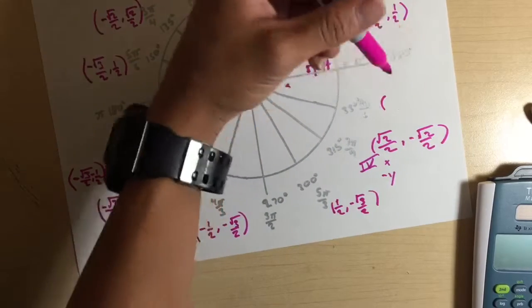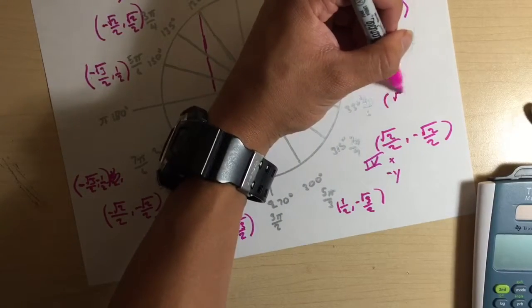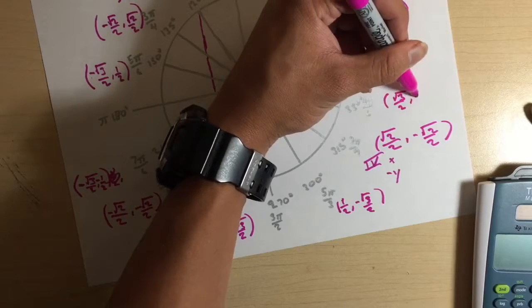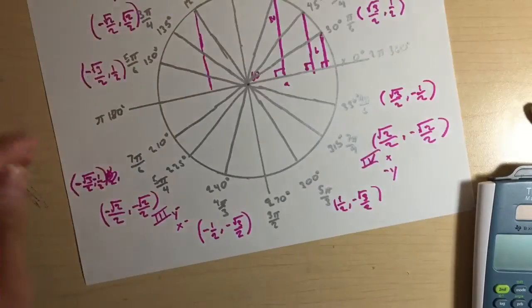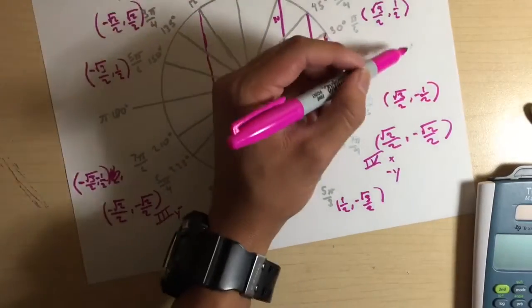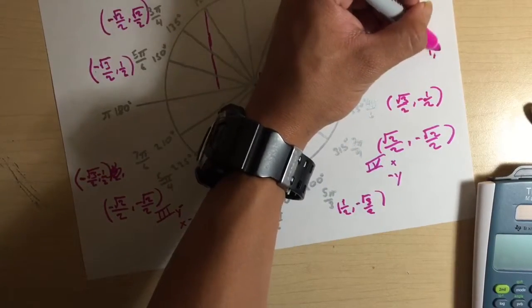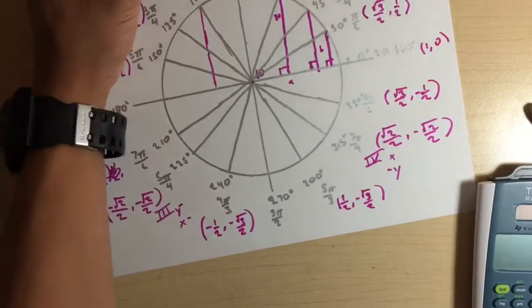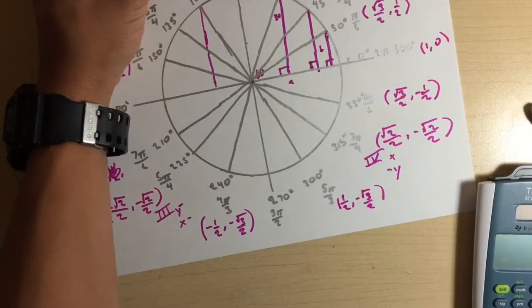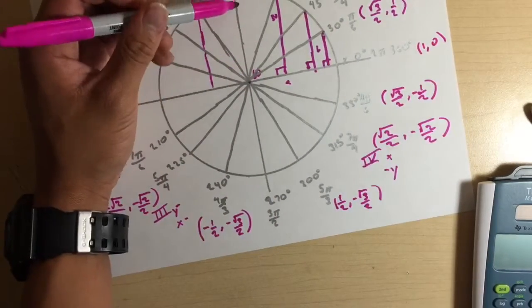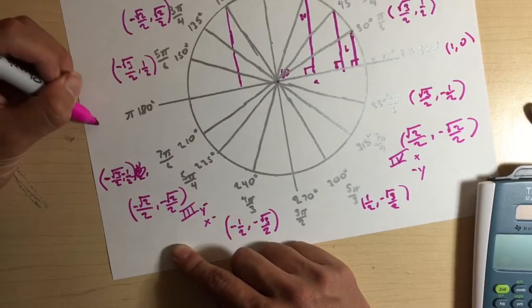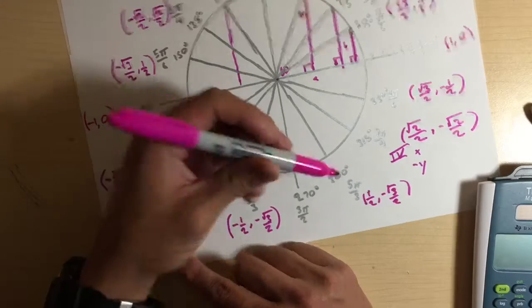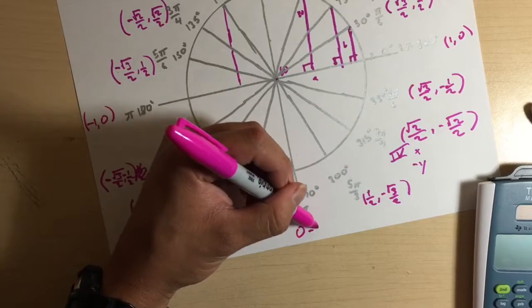and finally, rad 3 over 2, comma, negative 1 over 2. And of course, this would be 1, 0, 0, 1, because you go up on the y-axis, and then negative 1, 0, and 0, negative 1.